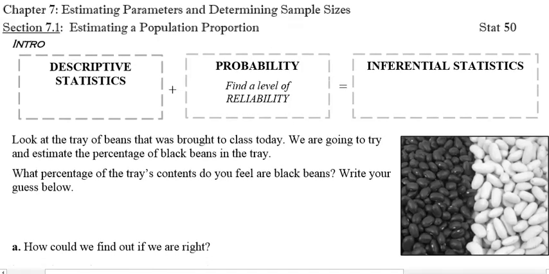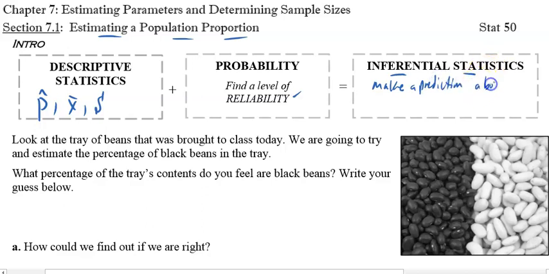Section 7.1, I'm going to break that into two lectures. It talks about estimating a population proportion. Descriptive statistics would be a proportion, mean, and standard deviation. Plus probability, find a level of probability, equals inferential statistics altogether. Remember, this is where you make a prediction about the population proportion, the population mean, and the population standard deviation.